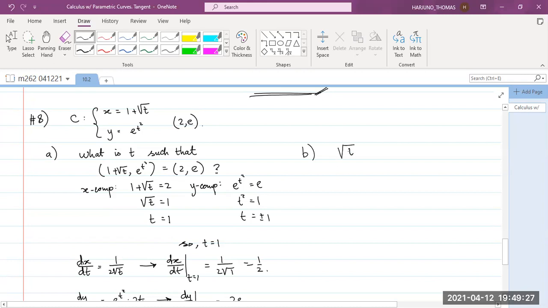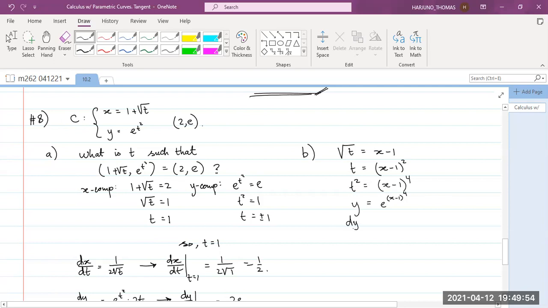Square root of t equals x minus 1, right? So t will be x minus 1 squared. t squared will be x minus 1 to the 4th. So y is equal to e to the (x minus 1) to the 4th. Ooh, that's ugly.